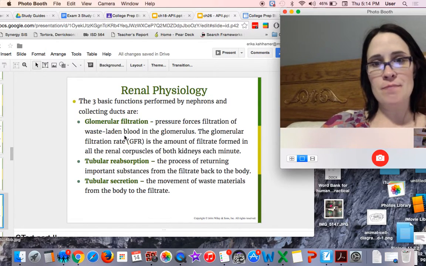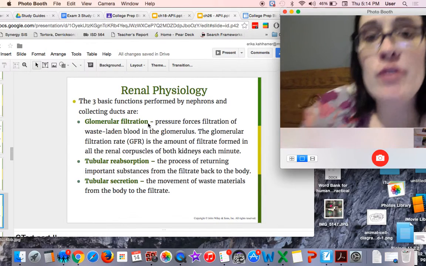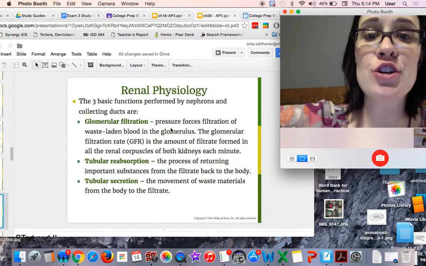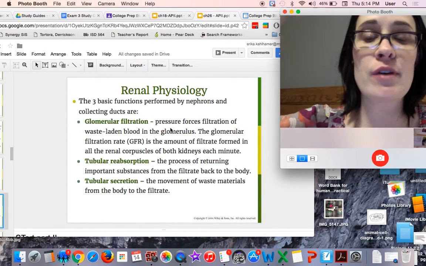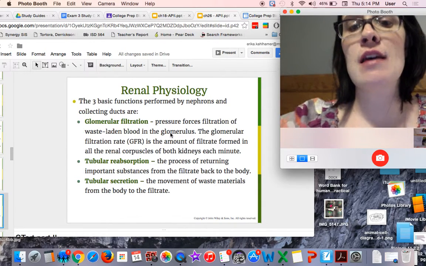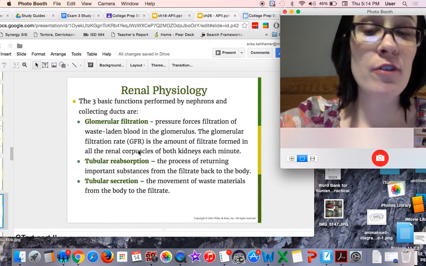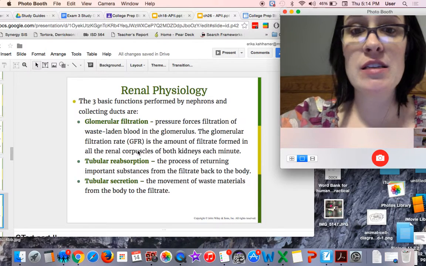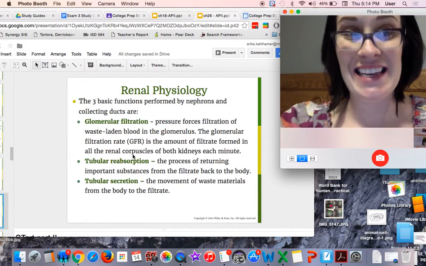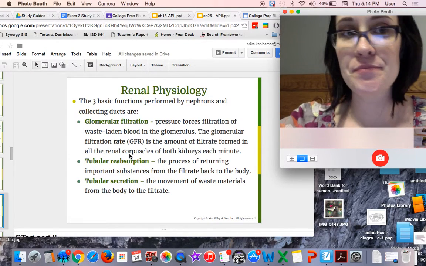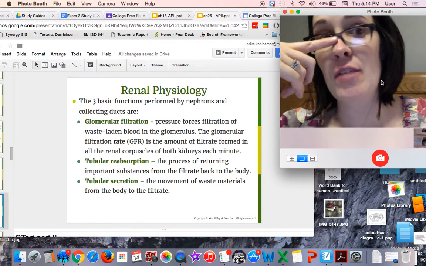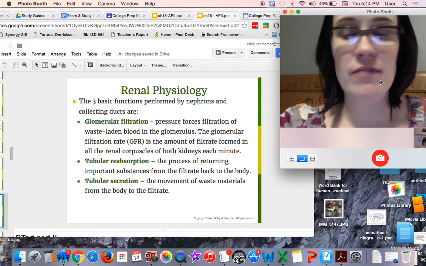The first one happens in the glomerulus. That's why it's called glomerular filtration. Pressure forces the filtration of waste-laden blood into that glomerulus. The glomerular filtration rate, which can be measured, is the amount of filtrate formed in all the renal corpuscles of both kidneys each minute. And you actually put out a lot of filtrate, but your body reabsorbs most of it.